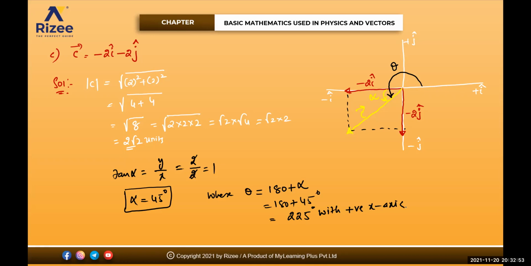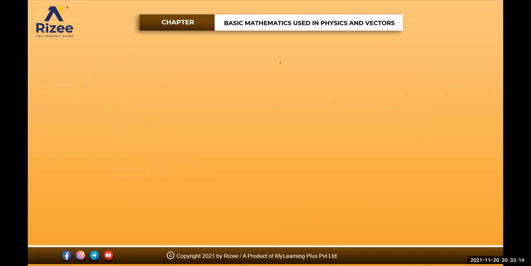Got an idea how to take the angles? Everyone, any doubt in this one? Yeah, alpha is 45. Got it, sir. More examples, sir. Okay, one more example I'll give you. Now you try to do this one, and I'll give you the time. D bar is equal to root 3 i cap minus j cap.